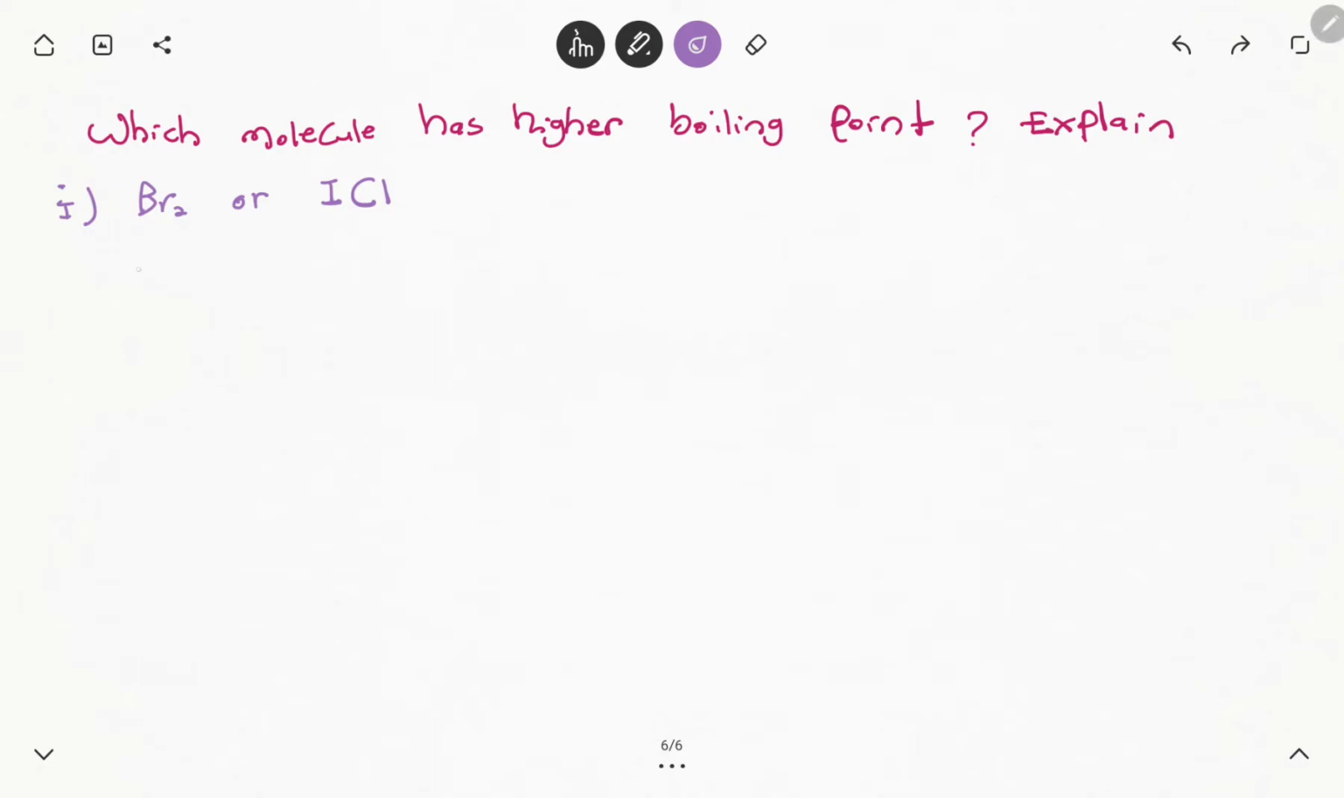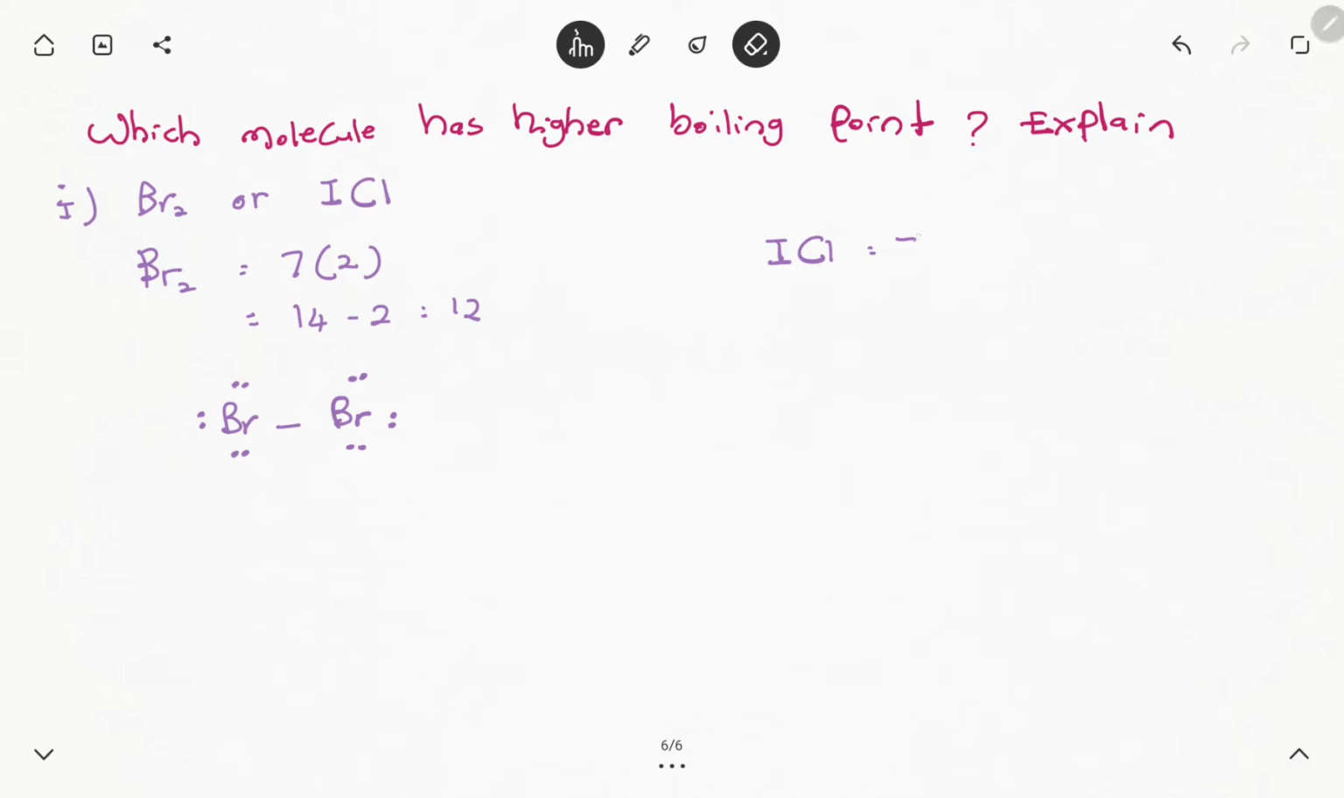Okay, so for Br2, 14 valence electrons. Okay, already octet for Br2, and for ICl, okay, I bonded to Cl. Okay, so we have two linear molecules.